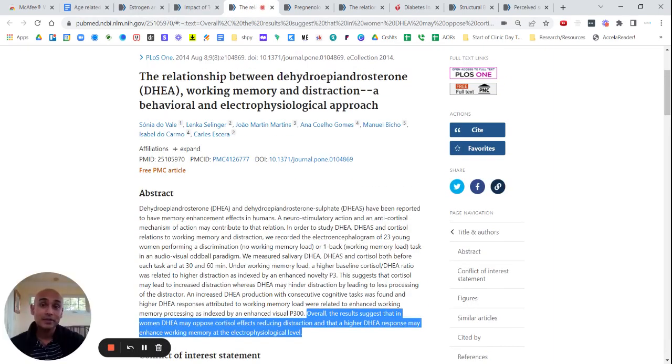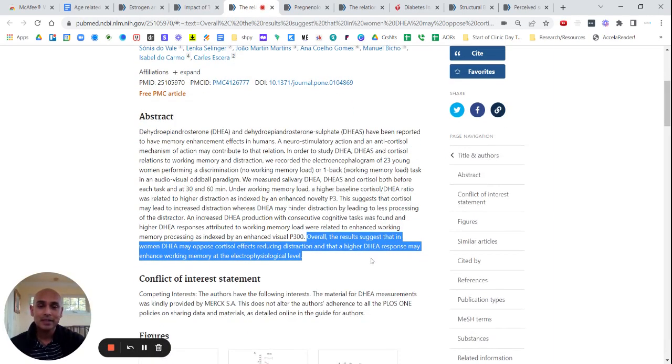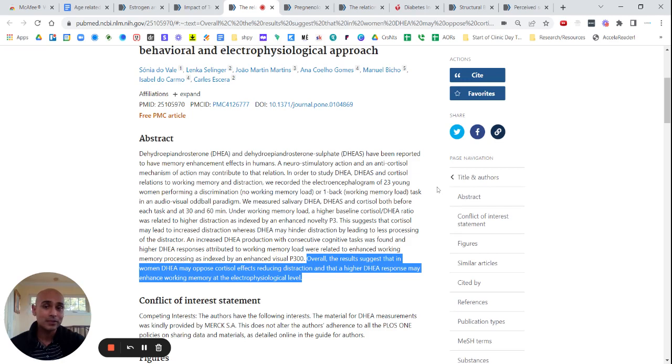This particular study looked at DHEA, and it mentioned that in women, DHEA can impose cortisol effects, which in turn will reduce distraction, and that higher DHEA responses may enhance working memory at the electrophysiological level. In this study, they looked at 23 young women performing tests of memory, and they also correlated with electroencephalogram readings. What they found is that women that had a higher baseline cortisol to DHEA ratio, so higher cortisol levels in relation to DHEA, had more distraction, whereas those individuals that had higher DHEA production had better working memory. So that's kind of interesting.